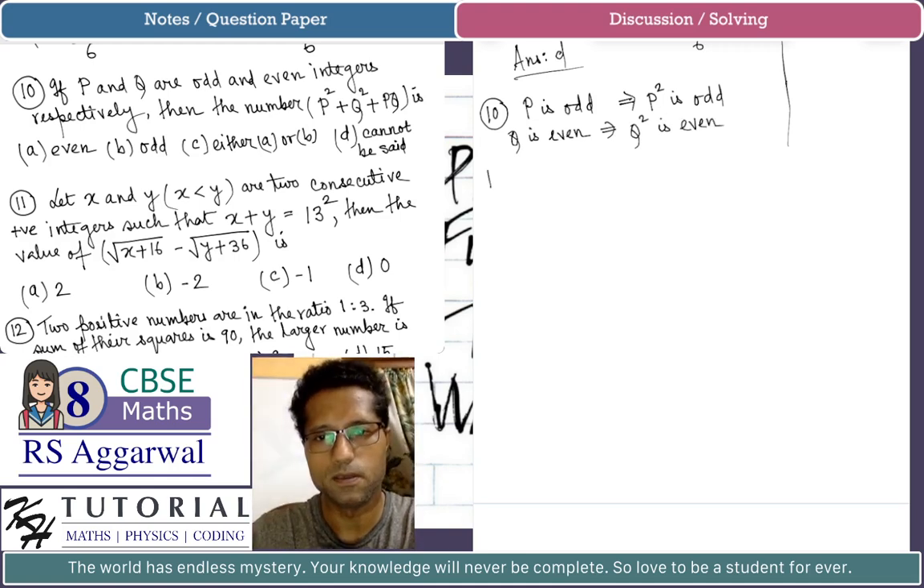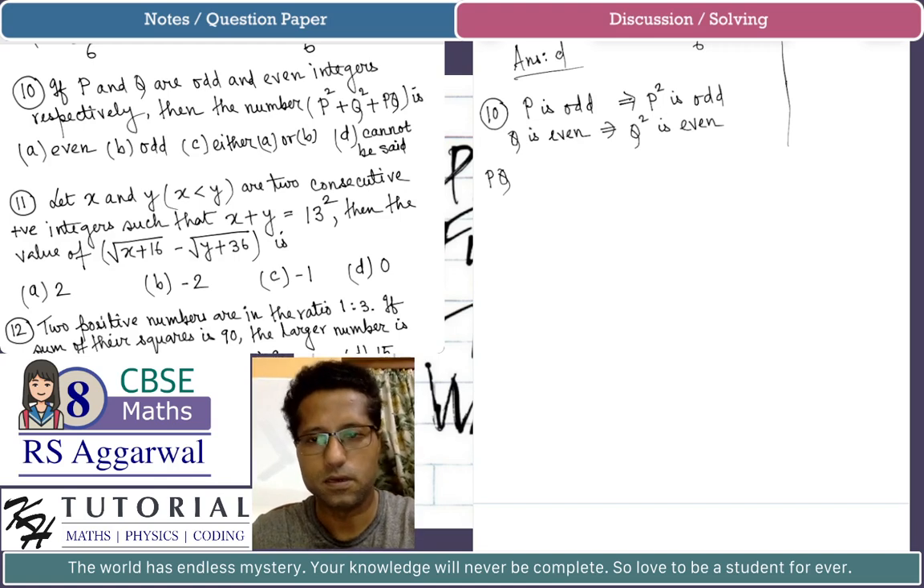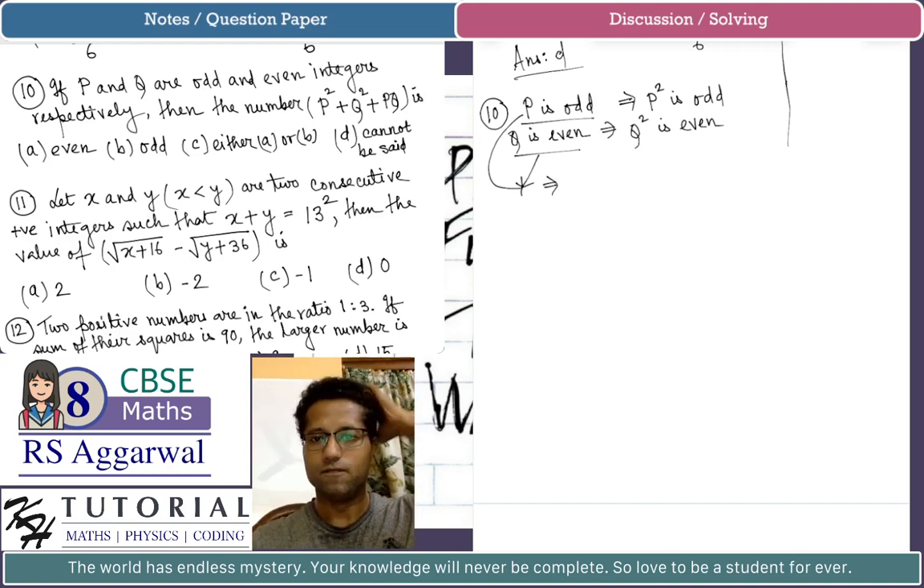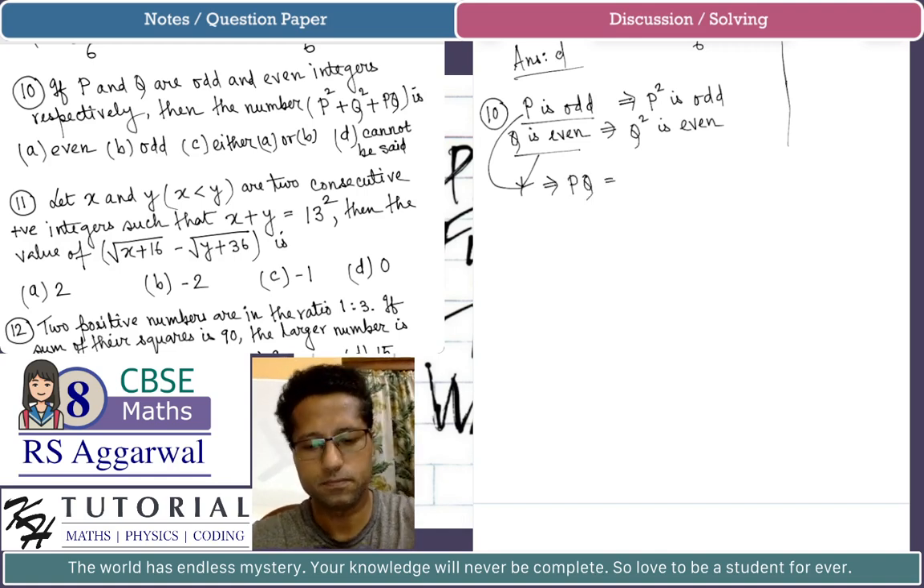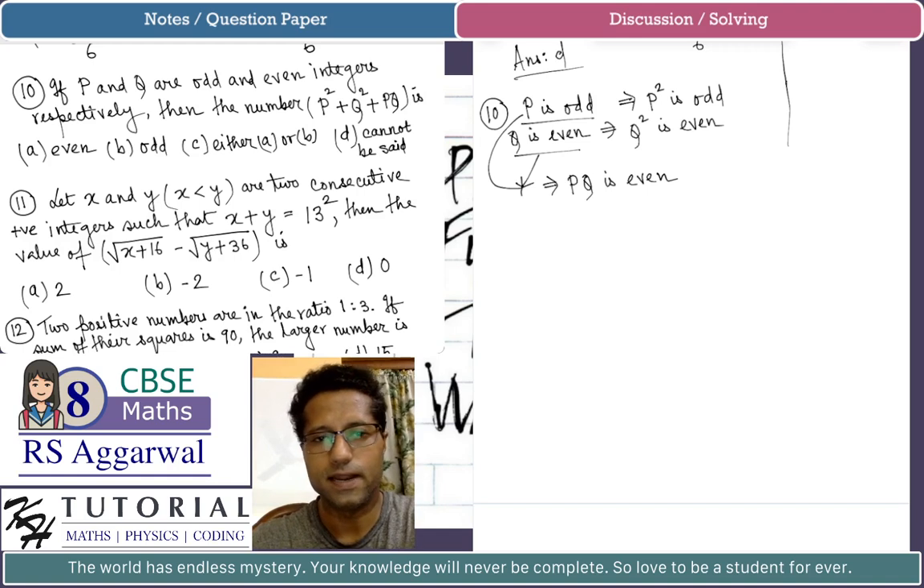Now what about pq? If it is given that p is an odd integer and q is an even integer, the product of an odd integer and an even integer is always even. So pq is even.